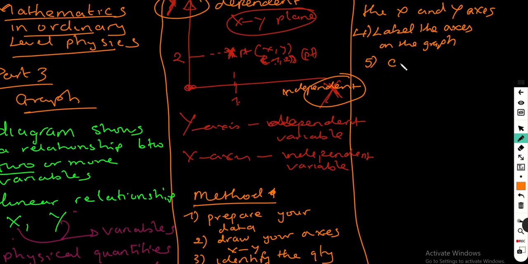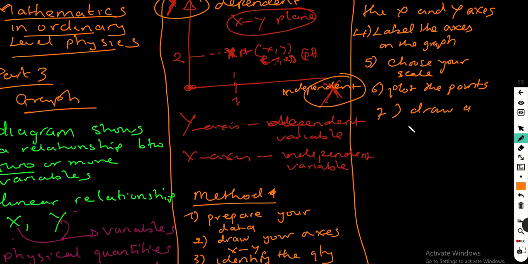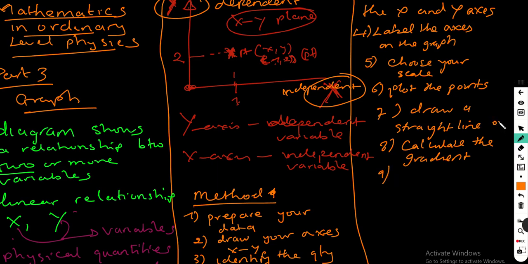Number 5, after you've labeled, choose your scale. After you have chosen your scale, plot points. After you have plotted your points, next you draw a straight line. After you have drawn your straight line, calculate the gradient. It can be a straight line or a curve, so it must not be a straight line.